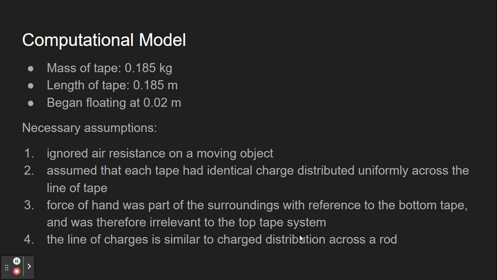Some necessary assumptions were that we ignored air resistance on a moving object. We assumed that each tape had identical charge distributed uniformly across the line of tape, and the force of the hand was part of the surroundings with reference to the bottom tape, and was therefore irrelevant to the top tape system, because for the top tape, the things that were in its surroundings were just the bottom tape and Earth itself. And the line of charges is similar to charge distribution across a rod.